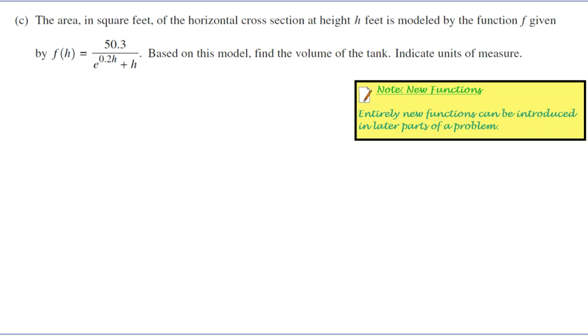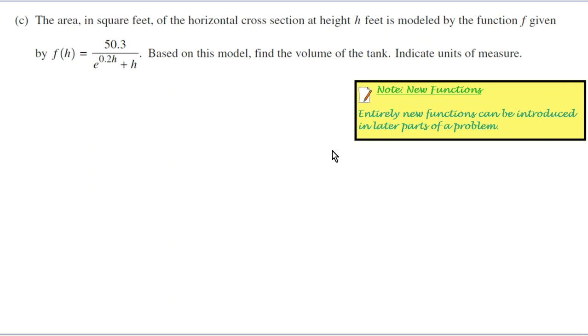Alright, let's take a look at 1C. It reads, the area in square feet of the horizontal cross section at height h feet is modeled by the function f given by f of h equals 50.3 over e to the 0.2h plus h. Based on this model, find the volume of the tank, indicate units of measure.